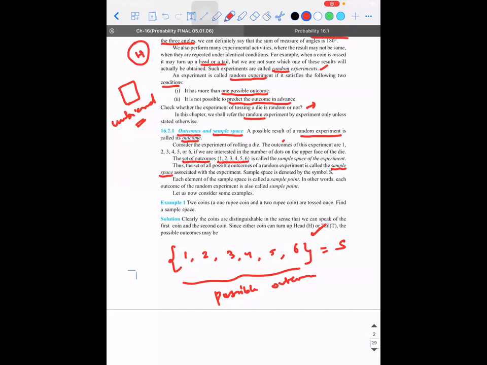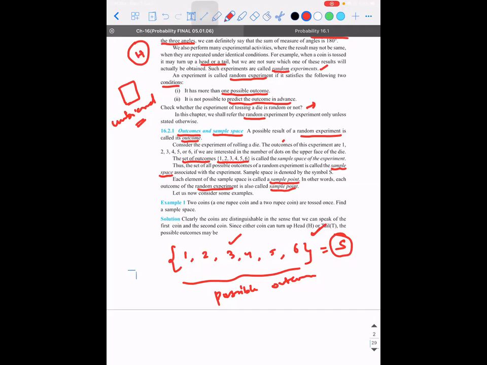Guys, are you clear? Are you able to understand what is sample space? Yes, sir. Repeating it again, outcome means the result of an experiment. If you take all the possible results, I'm repeating again, all the possible results and you put them in the form of a set, then that set is what is called a sample space. That is called the set of all outcomes. Okay. So each element in the sample space is called a sample point. In other words, each outcome of the random experiment is also called a sample point. Is it clear?